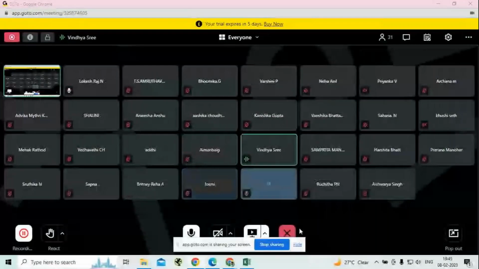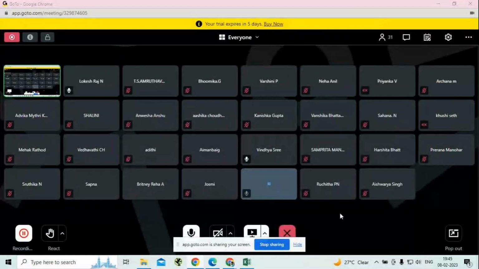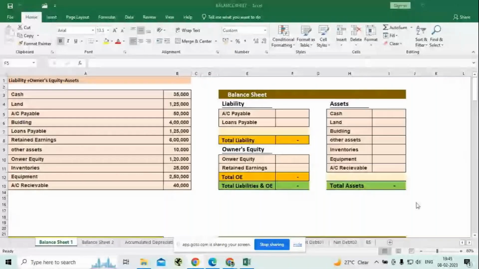Yes, sir, I'm able to open. So it is accessible, huh? Yes, sir. Okay, fine. So now we will see that. Hope the screen also is visible for you. Yeah, it is visible, sir.